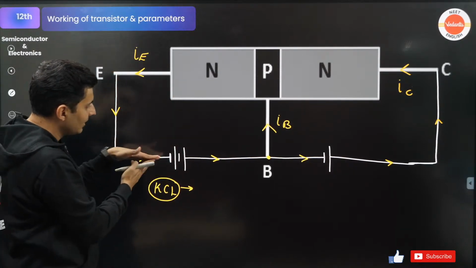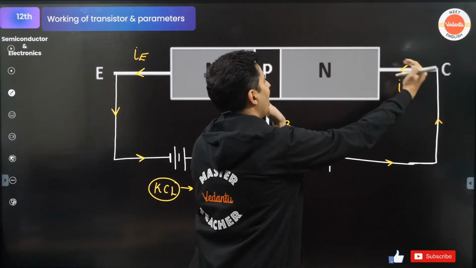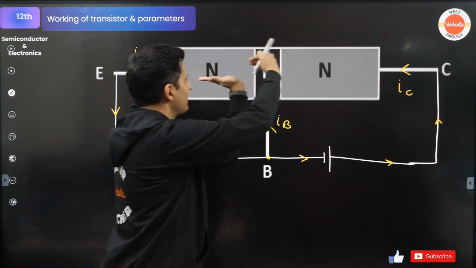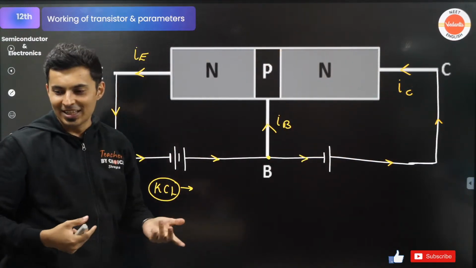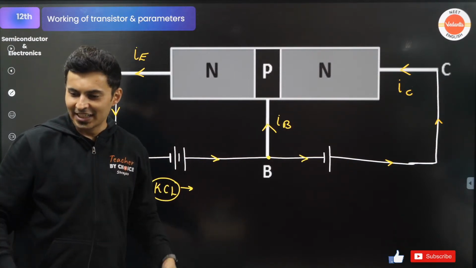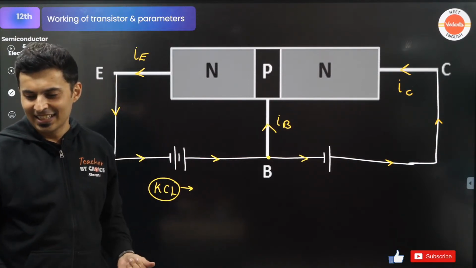This current comes like this, goes like that, and again comes over here, and again comes like this and goes here. Come on guys, quickly think and tell me. Which current is which current plus which current?